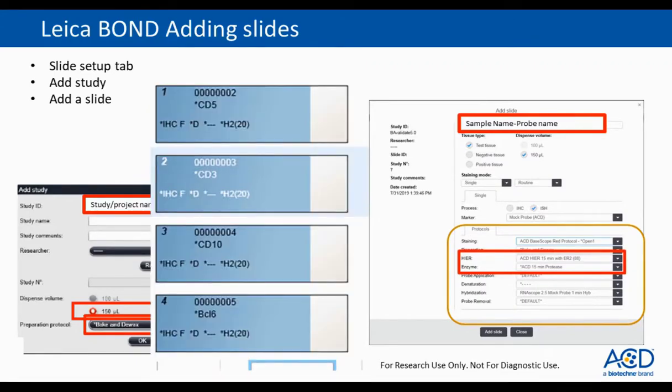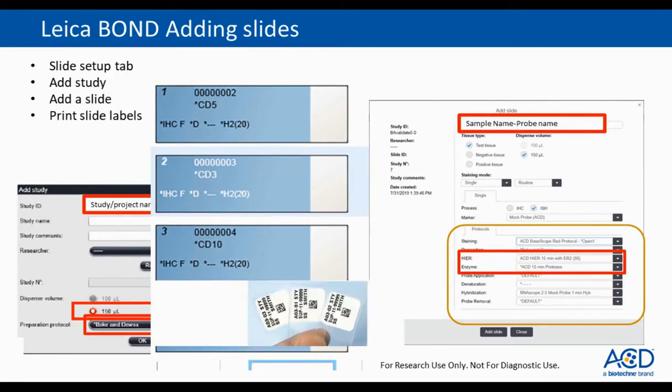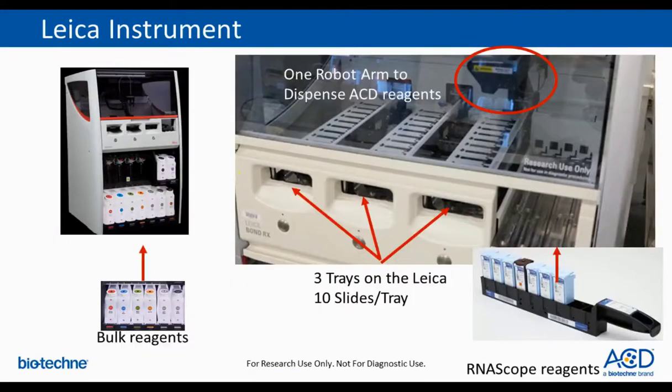Once you're done adding the slides, the slides get added in the computer, in the software, and finally you are ready to print out the labels. The labels will go on the glass slides, and then you're going to load the instrument. This is a quick overview of the instrument.